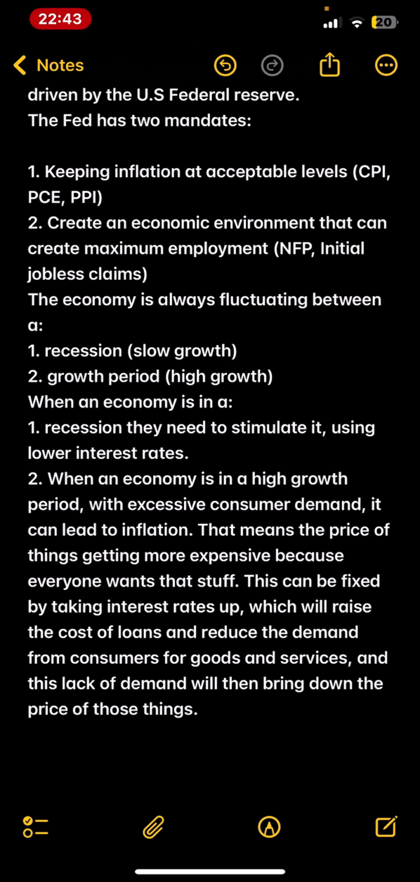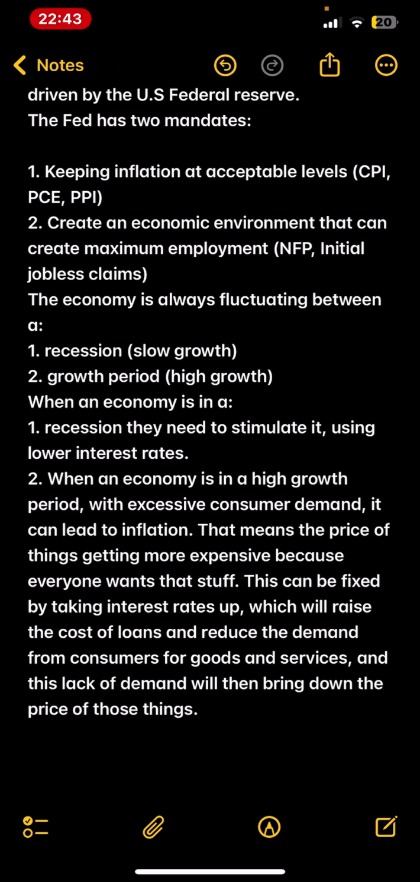So guys, the economy is always fluctuating between a recession and a growth period. To make this easier for people that did life sciences, when we did evolution, we learned about punctuated equilibrium. Punctuated is a rapid growth and equilibrium is a slow growth or no growth at all. A similar thing happens in the market. We have a recession, which is slow growth, so there is no growth or the growth is very slow. And we've got the growth period, which is high growth.